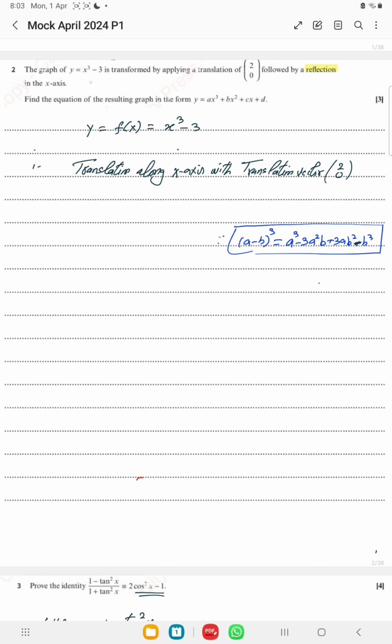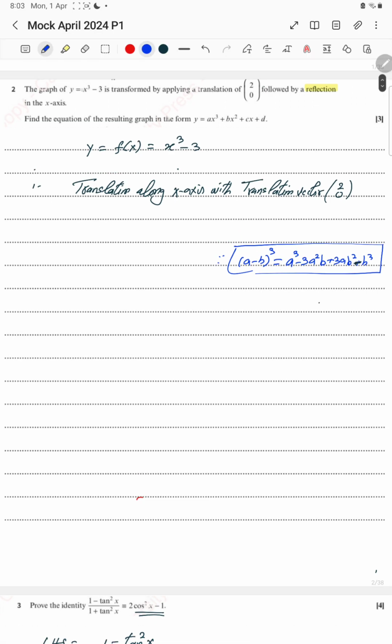Question 2 states the graph of y equal to x cube minus 3 is transformed by applying a translation of 2, 0 followed by a reflection. Two kinds of transformation: first is translation, then is reflection. And we have to find the equation of the resulting graph in the required form. Y equal to x cube, right? The first case is about the translation along x-axis with the translation vector 2, 0. So we know by rule f of x will change into f of x minus 2 because it's taken along x-axis.